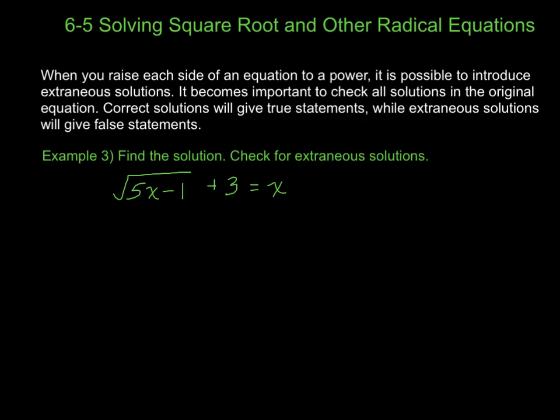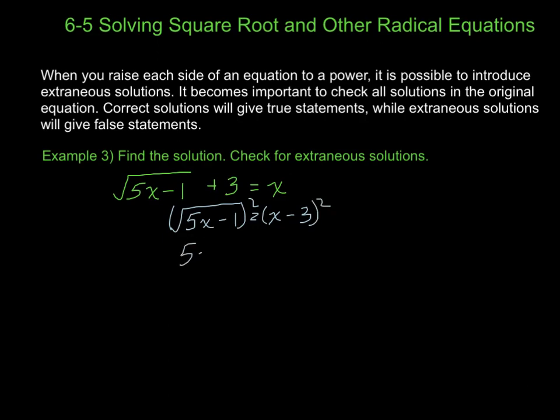We have the square root of 5x minus 1 plus 3 equals x. I know this one's different because there are variables on both sides now, but the process is still the same. We need to isolate our radical first. So we're going to subtract 3 on both sides, to get the square root of 5x minus 1 equals x minus 3. And then we're going to eliminate the radical, so square both sides.